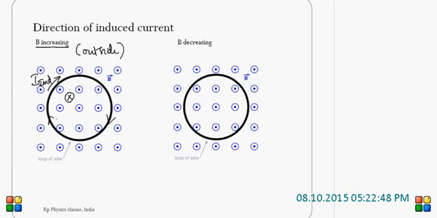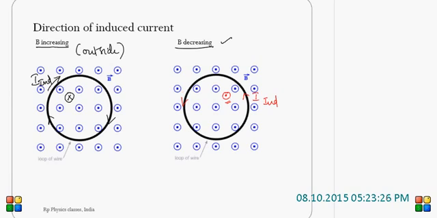Current this way will produce. Now coming to the right hand side, here B is decreasing. When B is decreasing, flux inside the coil is decreasing, so it wants to support the same magnetic field by producing its own magnetic field outside. It can be achieved only by inducing current in anti-clockwise direction, I induced. So if current is in anti-clockwise direction, then it will produce its own field outward, which will support the already existing magnetic field so that it can oppose the decrease in magnetic field.